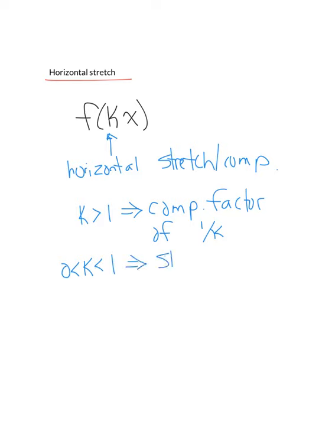If k is between 0 and 1, this tells us that we have a stretch by a factor of 1 over k. So for example, if it was a 1/2, we would have a stretch by a factor of 1 over 1/2, which is actually just 2.